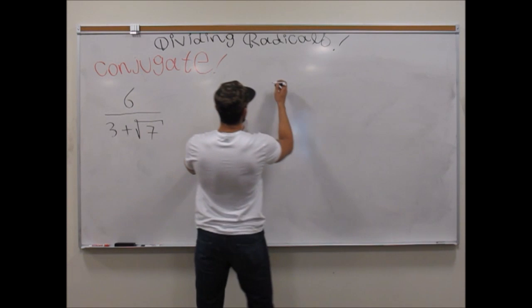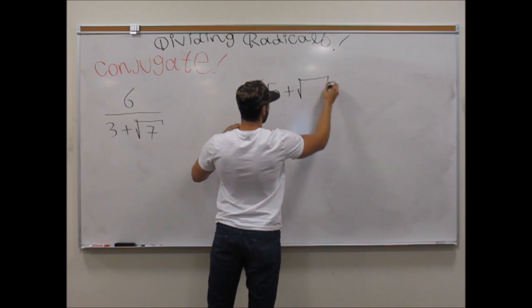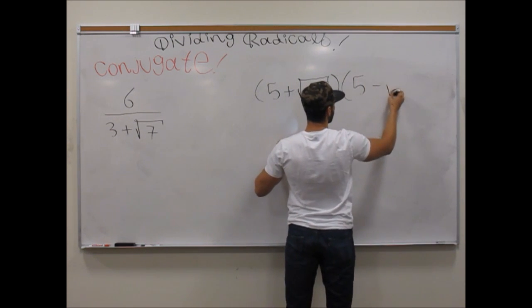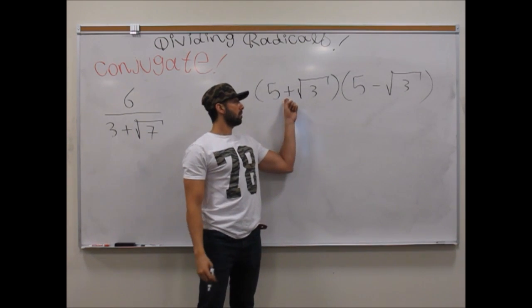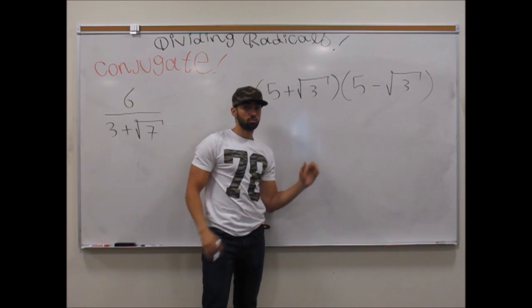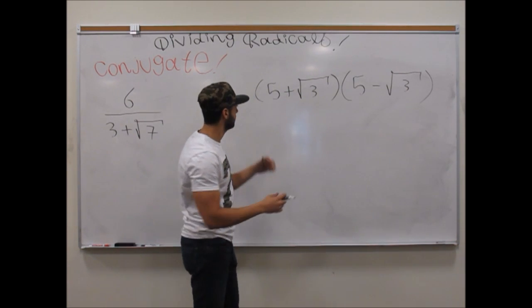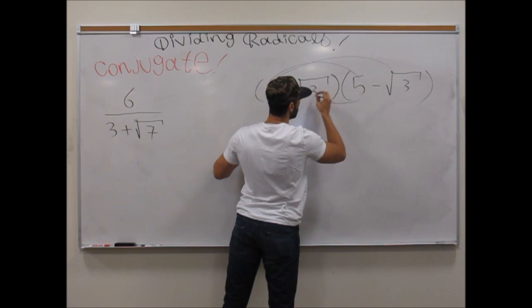So let's say we had 5 plus rad 3 times 5 minus rad 3. Notice these are identical, they just have the opposite sign in the middle. So what happens when you multiply this and FOIL this out? Let's go ahead and find out. So this is what I do when I FOIL.